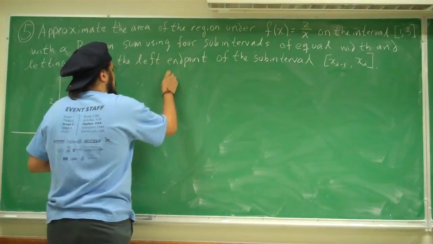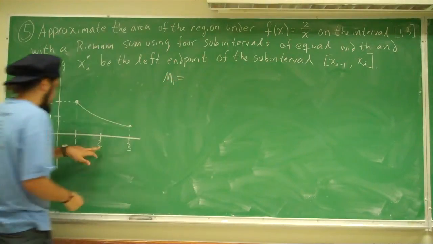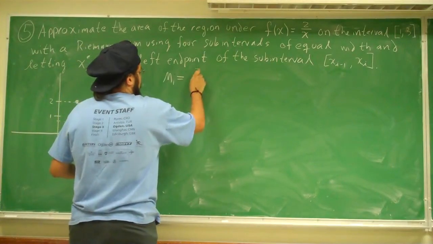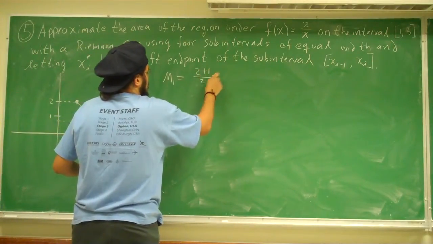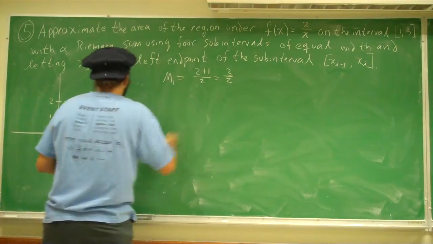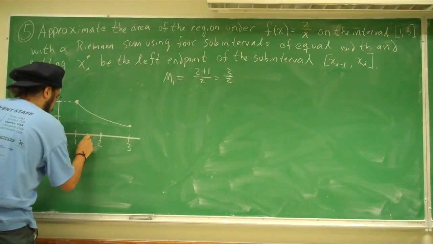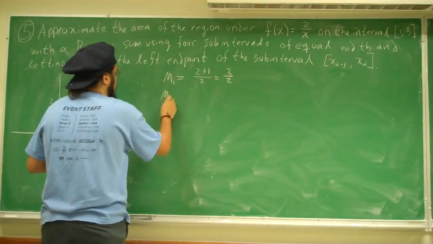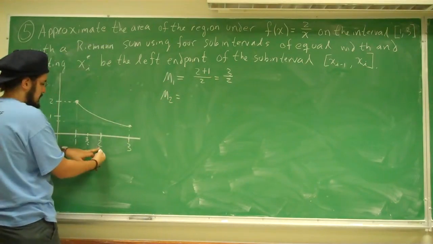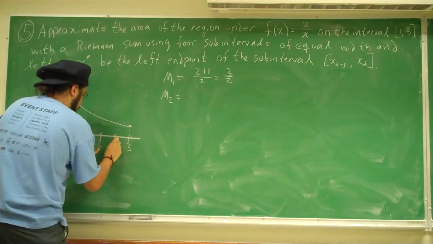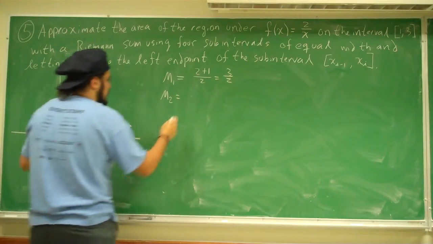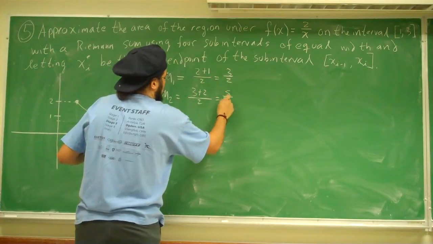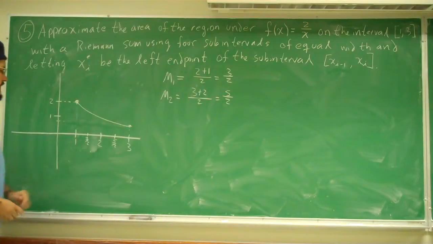And now I want to find the midpoint between 1 and 2. So let's find midpoint 1. How do you find that? We add up the x's. 2 plus 1 over 2, that's 3/2. So the midpoint there is 3/2. And likewise, for M2, it's going to be 5/2, because the midpoint between 2 and 3 is 5/2. How do you do that? You get 3 plus 2 over 2, that's 5/2. So those are our midpoints.